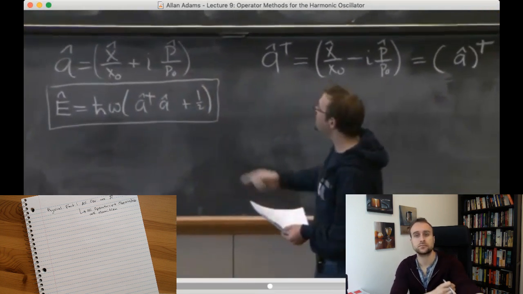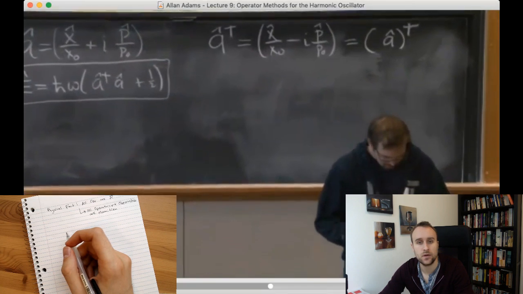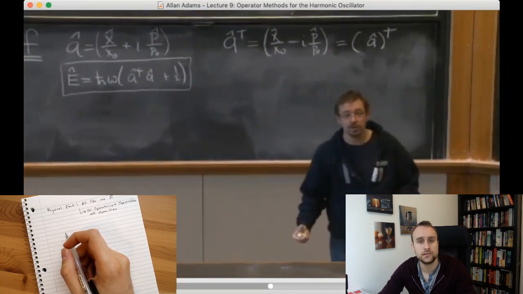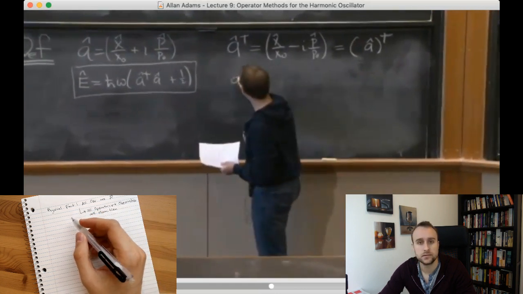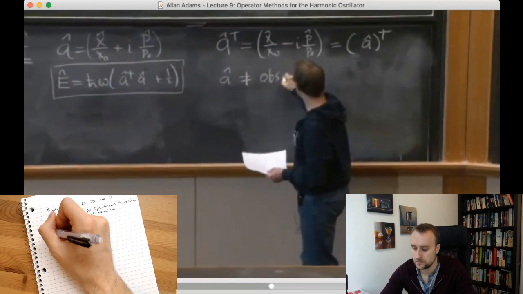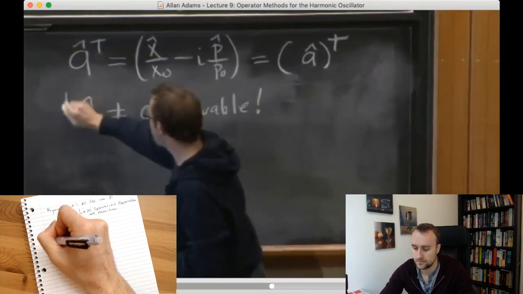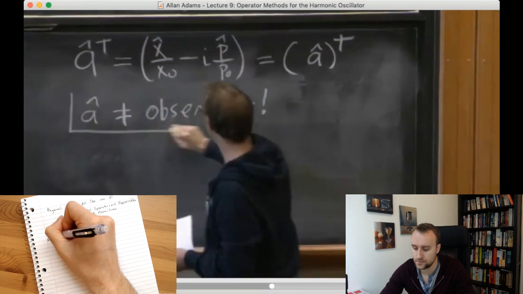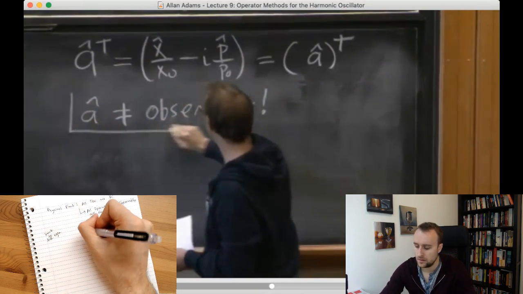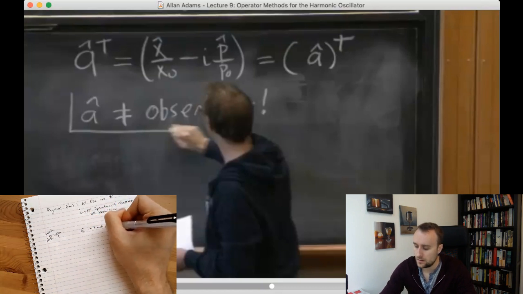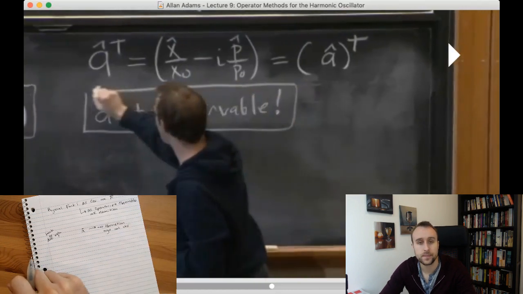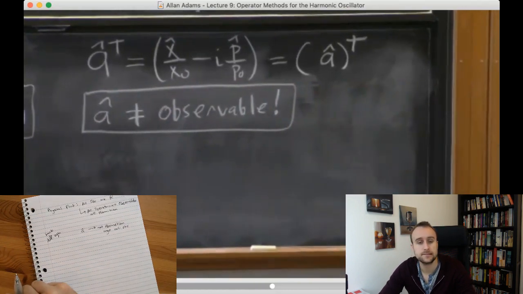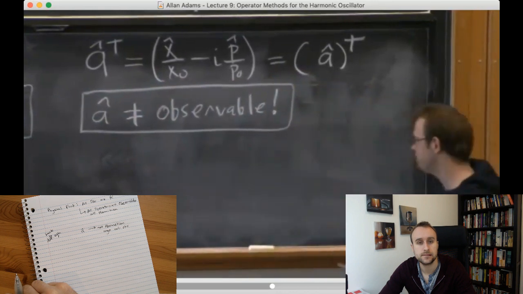So this tells you immediately something interesting. X and P are both observables. Does A correspond to an observable? Is it Hermitian? Every observable is associated to a Hermitian operator. This is not Hermitian, so A does not represent an observable. Okay, all right, I'm just gonna write a little break here. There are notes on the webpage, which give some lengthy discussion of what it means for A and A dagger to not be observable. You'll get more discussion of that there.